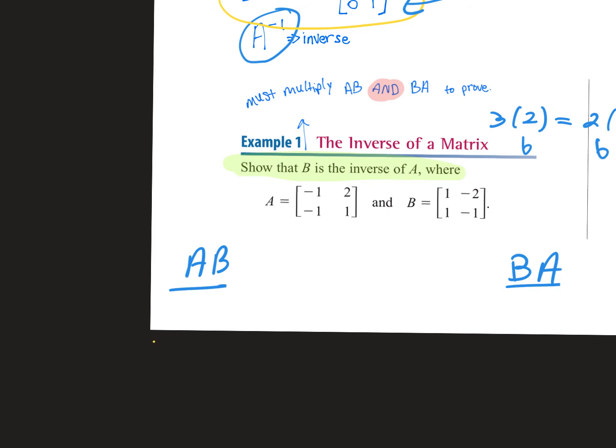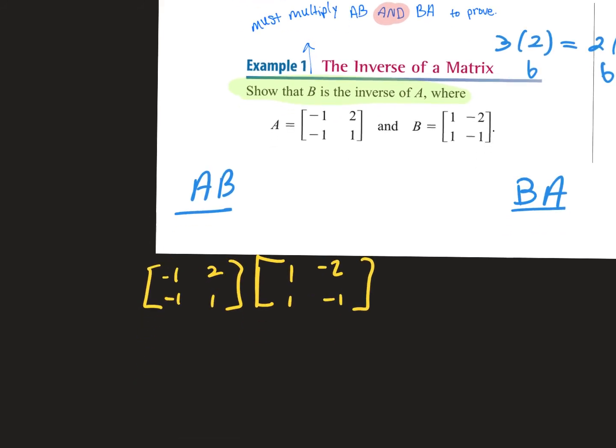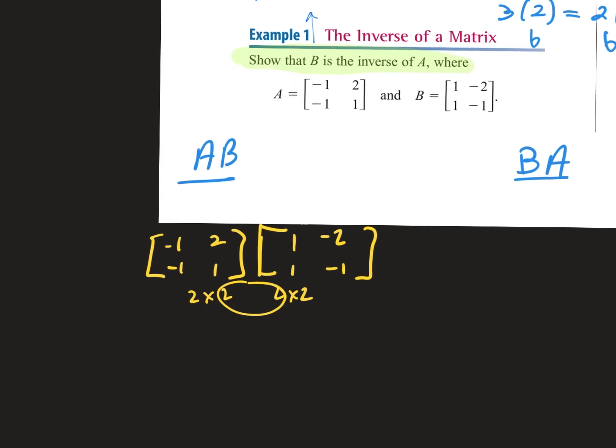So let's go ahead and do this together. Here is A. It's -1, -1, 2, 1. And we're multiplying it by B, which is 1, 1, -2, -1. Did I write everything correctly? This is a 2 by 2 times a 2 by 2, right? So the numbers in the middle are the same, correct? So we are going to create a what? A 2 by 2.